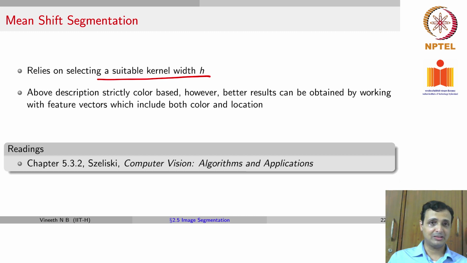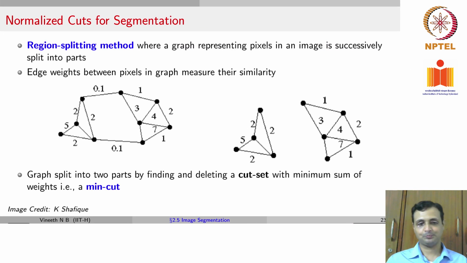Clearly, this method relies on selecting a suitable kernel width in addition to the kernel itself. We use a quadratic kernel here. What width you choose is also important and will impact the final result, and that is chosen empirically. In the above description, the approach seemed to be color based. We took it in the LUV space. You can also consider other kinds of feature spaces to find the modes in. If you are more interested, please look at chapter 5.3.2 in Szeliski's book.